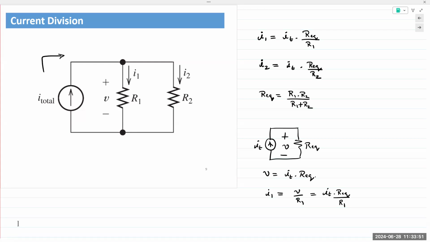It's the same derivation for the voltage division also. Does that answer your question? Okay. Yes. The voltage is the same in parallel circuits.